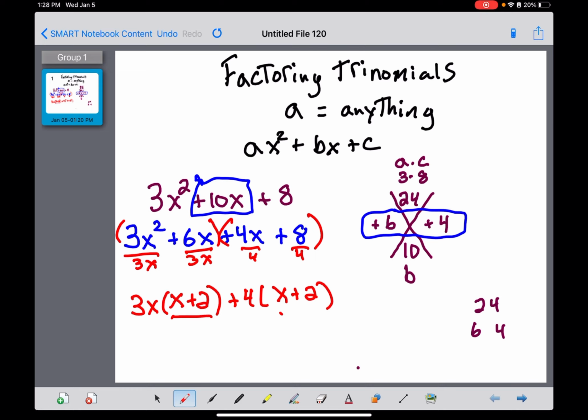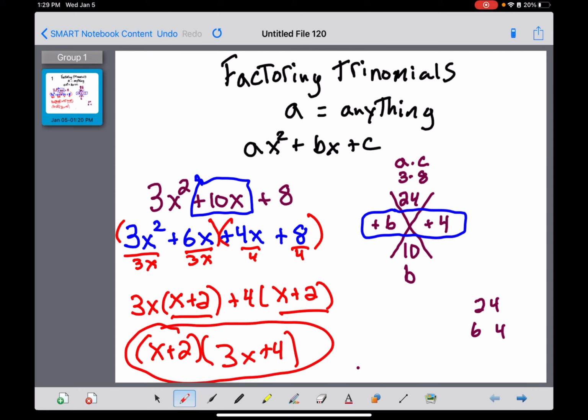Notice how these two things are the same. Since those two things are the same, I can factor out that x plus 2, and then my other factor. If I take x plus 2 out of 3x, I'm left with 3x. If I take that out, I'm left with 4. This is my factored form of 3x squared plus 10x plus 8. And it's all about fixing that middle term, okay? We call that splitting the middle term into 2 things. And we've got to be able to do that.